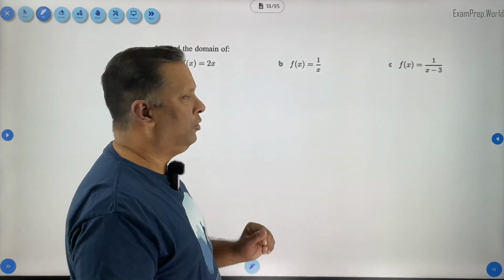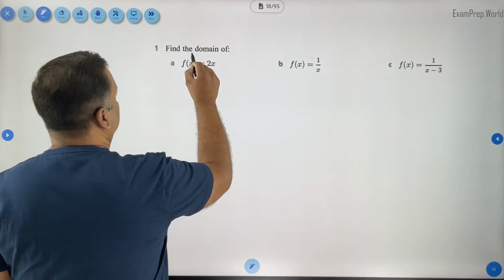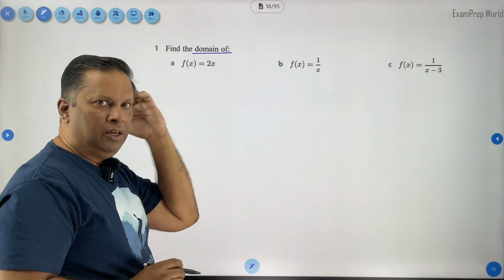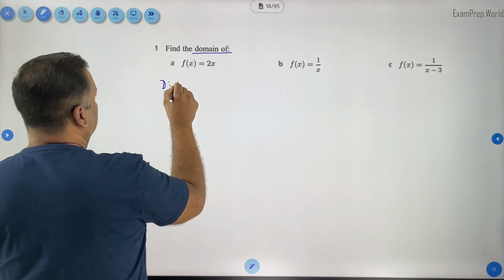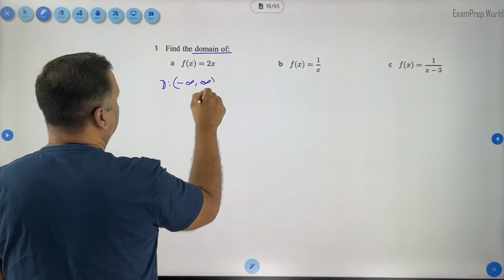Now we have got expressions where we have to write only the domain. Only the domain. f(x) is equal to 2x, right? It's a linear thing. So domain will be negative infinity to positive infinity.